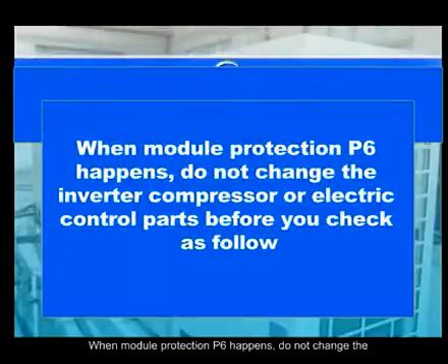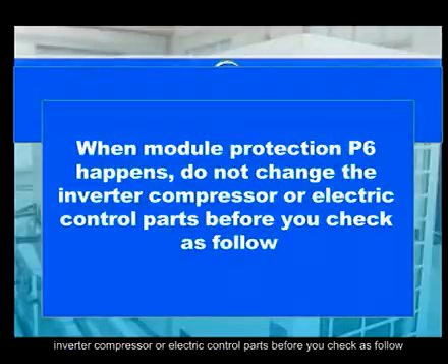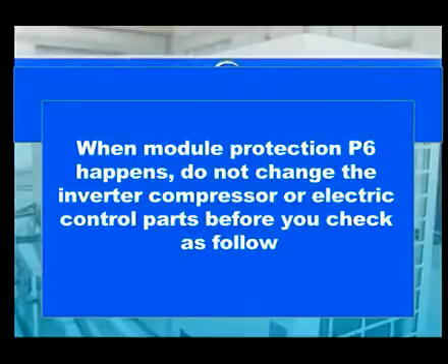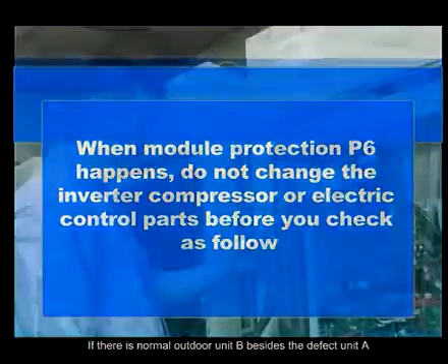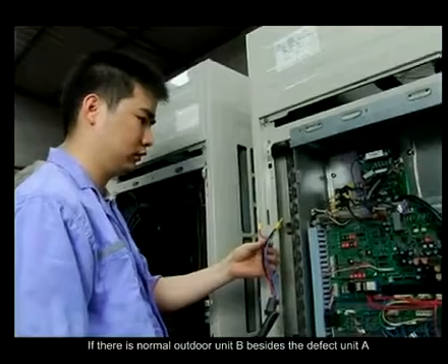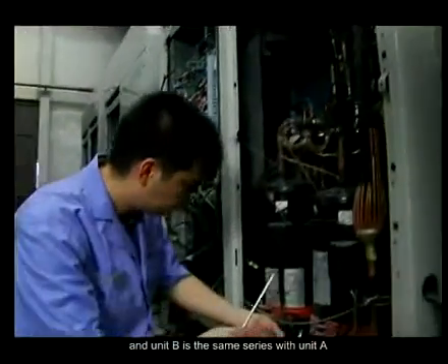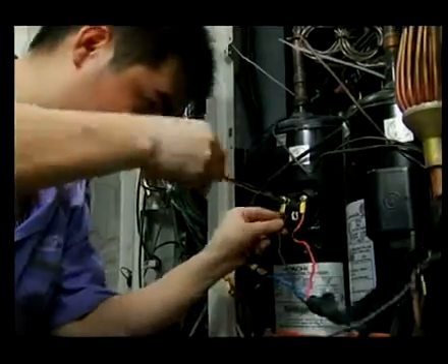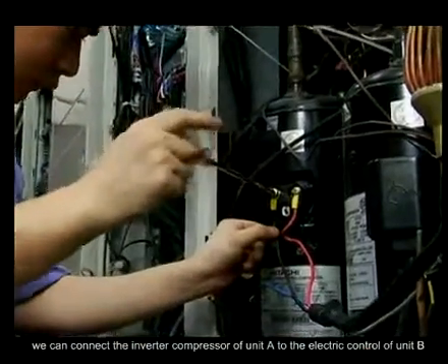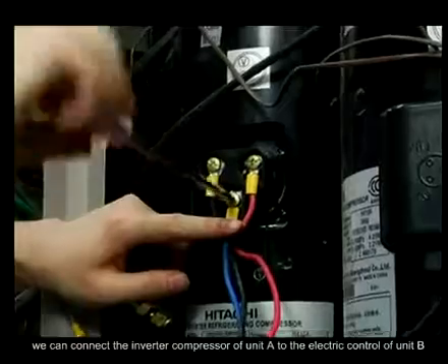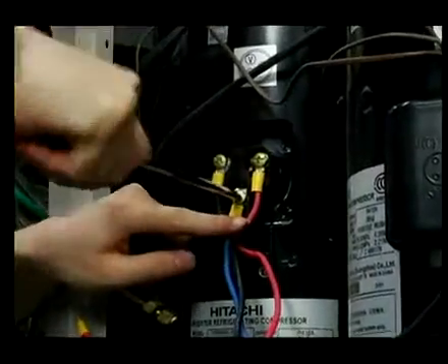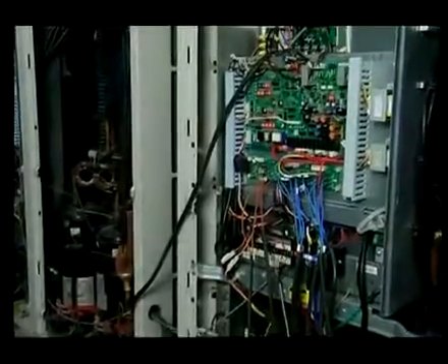When module protection P6 happens, do not change the inverter compressor or electric control parts before you check as follows. If there is a normal outdoor Unit B besides the defective Unit A, and Unit B is the same series as Unit A, we can connect the inverter compressor of Unit A to the electronic control of Unit B to see if it can start to run normally.